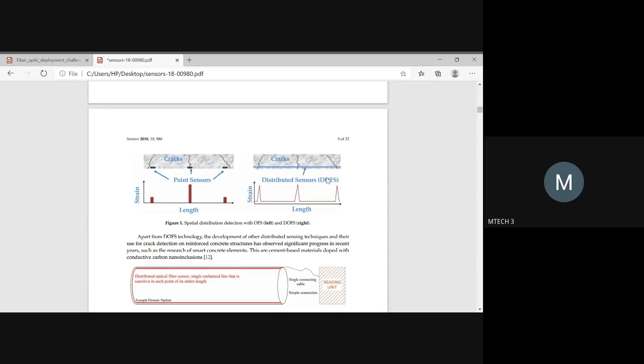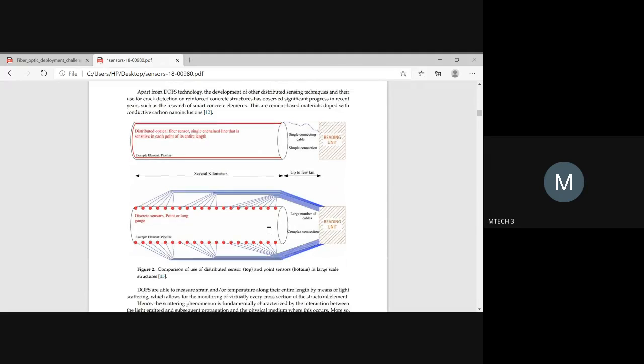If all these things are checked automatically by a monitoring system, then the regular visual inspection by engineers with many measuring instruments could be reduced, and the time of the engineers can also be saved. So this is the reason why these distributed optical fiber sensors are used.